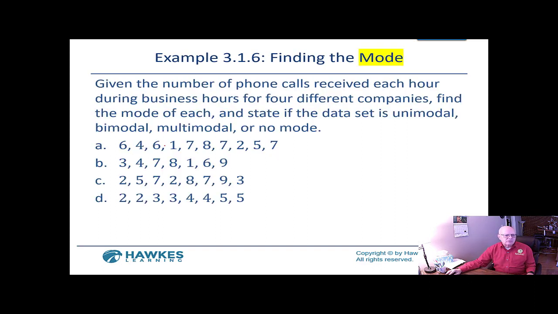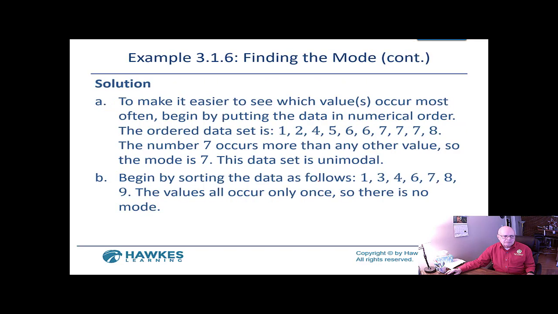Here are 4 more examples to try. Check to see what the mode is. Remember, the mode is the item that happens the most number of times. If there are 2 that have the same number of times, it means it would be bimodal. You'd have 2 modes.